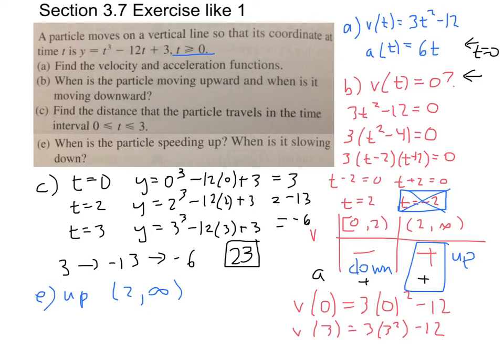And then when is it slowing down? Well, kind of obviously, it's slowing down when they have opposite signs. So we look at the interval from 0 to 2. Now you do notice that I've used a parenthesis here, not a bracket, because acceleration is 0 at time equals 0, and so I'm not going to include that in my interval when it's slowing down. So it's speeding up from 2 to infinity, slowing down from 0 to 2, and that's how we do an exercise like number 1.